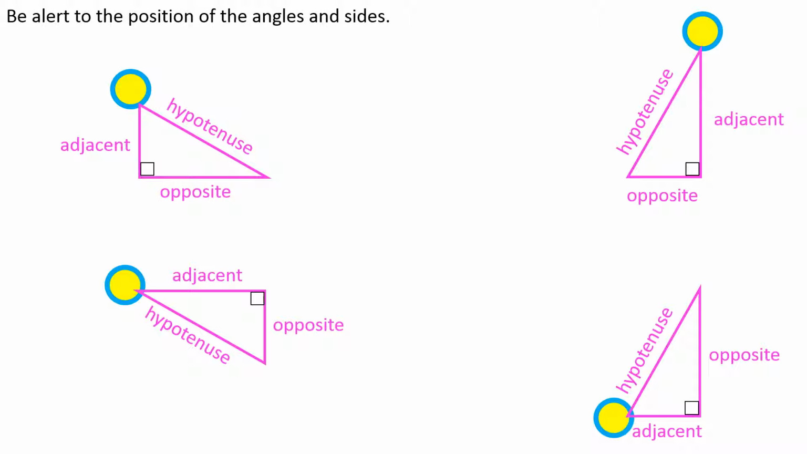Notice where the right angle is, because that will help you orientate yourself with the hypotenuse, the longest side. It's got to be across from the right angle. Then you have to know which angle you want to study. Once you pick one of the two acute angles, you can assign opposite and adjacent appropriately.